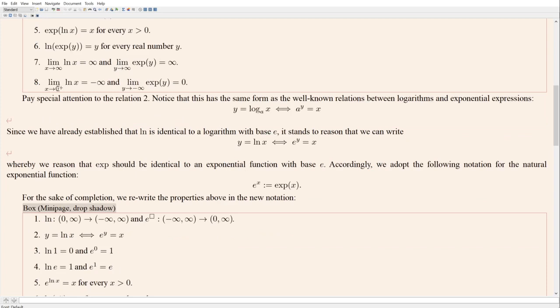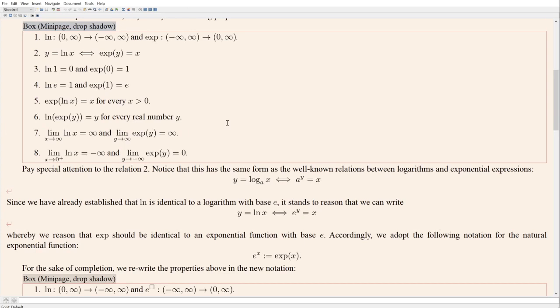Same deal here. The limit as x goes to 0 of ln of x is negative infinity. So take these two guys, swap them around. The limit as y goes to negative infinity is 0 for the exponential. Right? In passing from a function to its inverse, we are reversing the roles of x and y. That is literally all I'm doing here. x down here, y over here. y down here, x over here. They're flipped around.